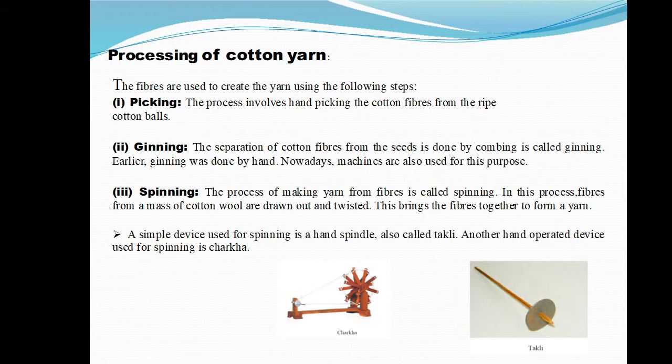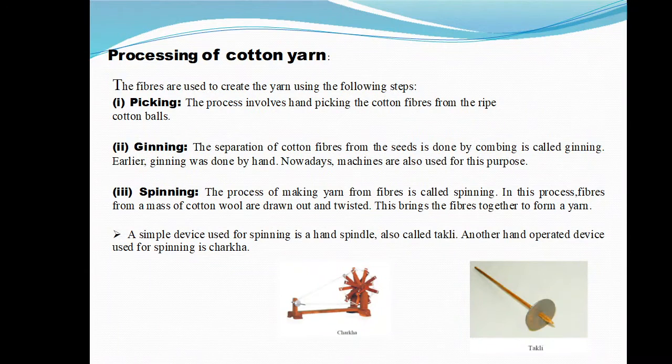These are three processes which basically define the process of making fabric from cotton yarn. In picking, we hand pick the cotton fiber from the ripe cotton balls. In the field we go and pick those balls, so we call it picking.